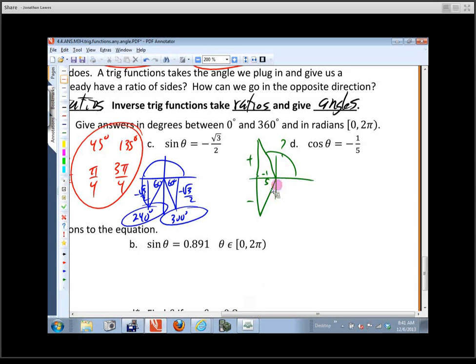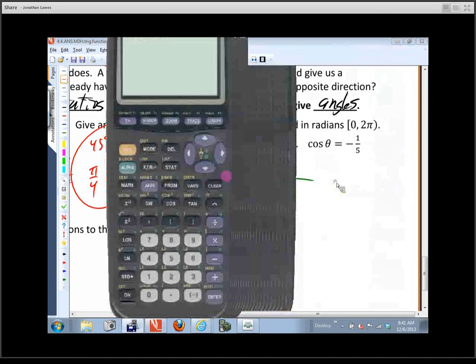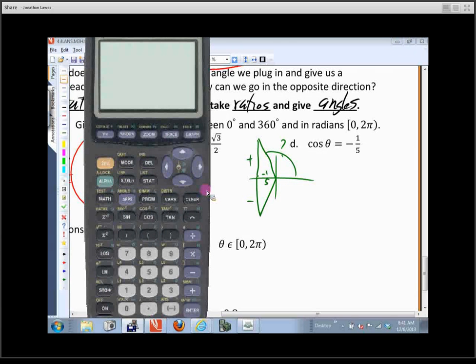The question, though, is how do I figure out what this angle is? And we did a little bit of this yesterday. Does anybody remember how to do this? We have the ratio. We want to find the angle. Grab your calculator. That's the only way to finish off a problem like this. We can take a guess at what it is. This isn't a very big side, so it should be a little bit more than 90 degrees.